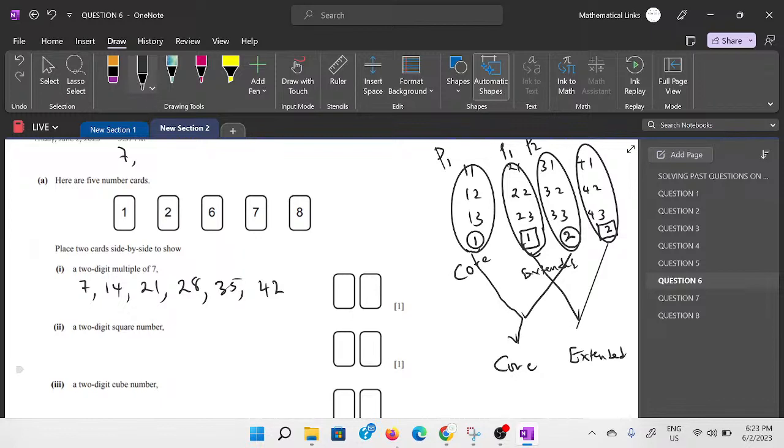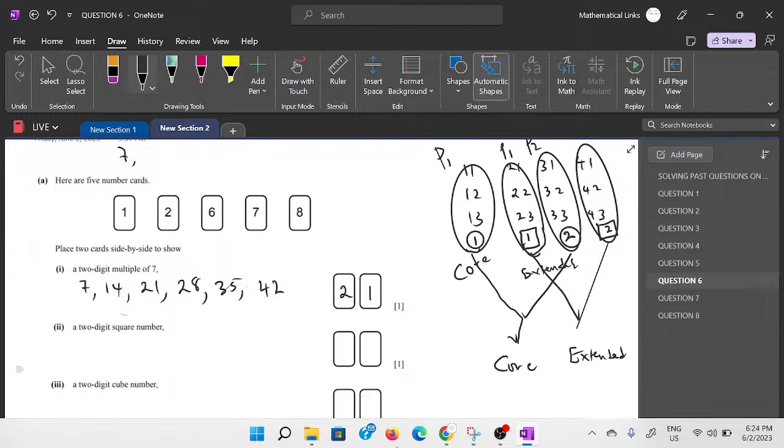So now with the given cards here, which of these cards, any two, can you combine to form any of these numbers here, okay? It must be a 2-digit number, so otherwise 7 would have been our answer, but we need a 2-digit. Can we get 14? No. Can we get 21? Yes. So you put 2 here, you put 1 here. Okay. Can we get 28? Yes.